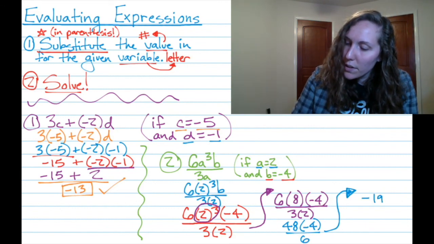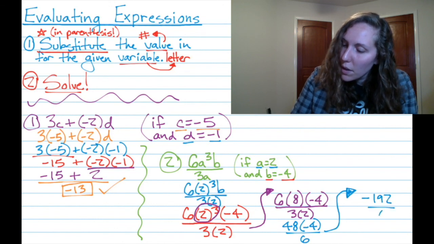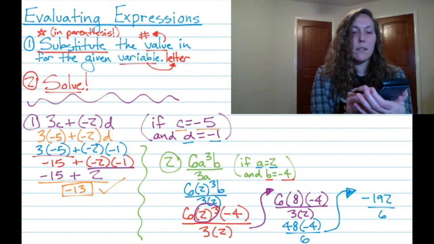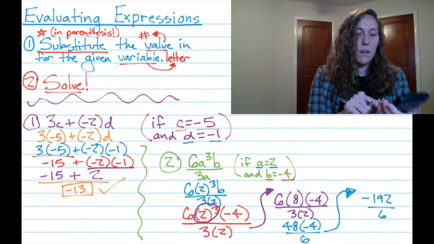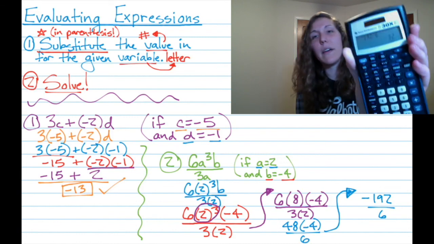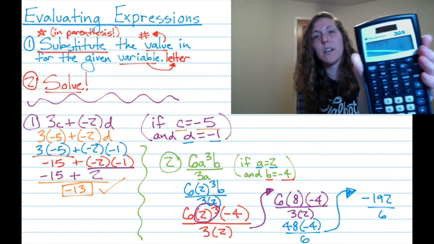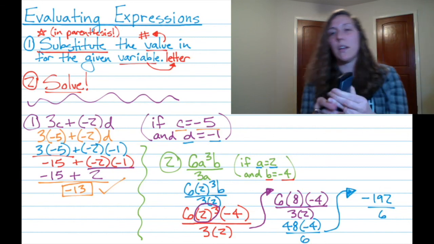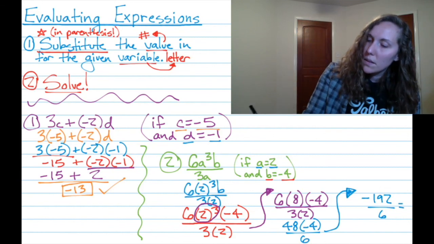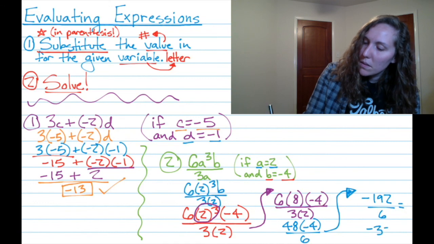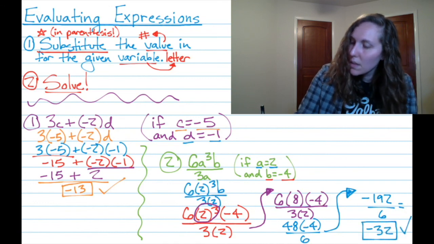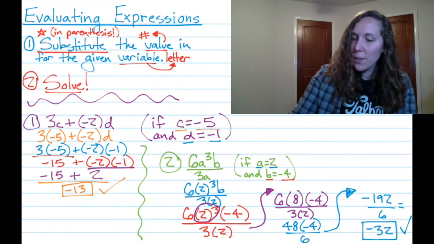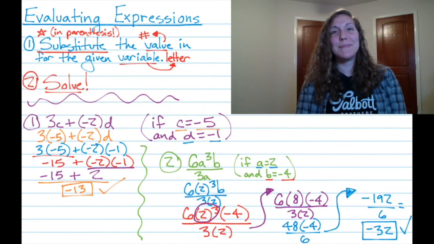Negative 192 over 6. And then that simplified to give us our answer of negative 32. And there you go. There's the answer to number 2. Great job.